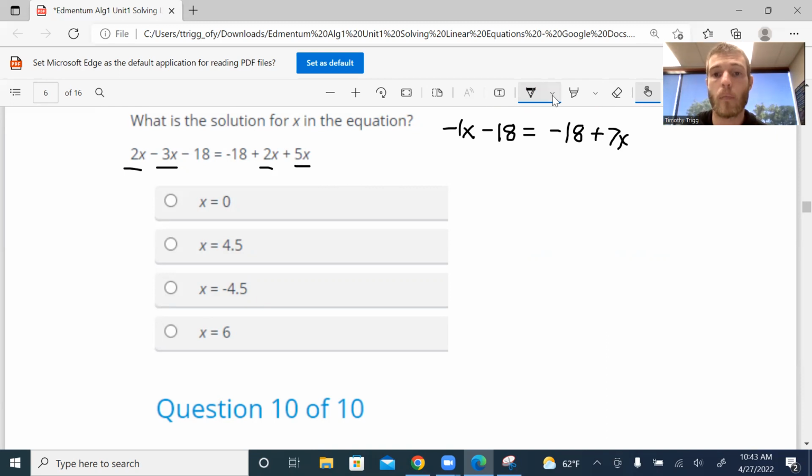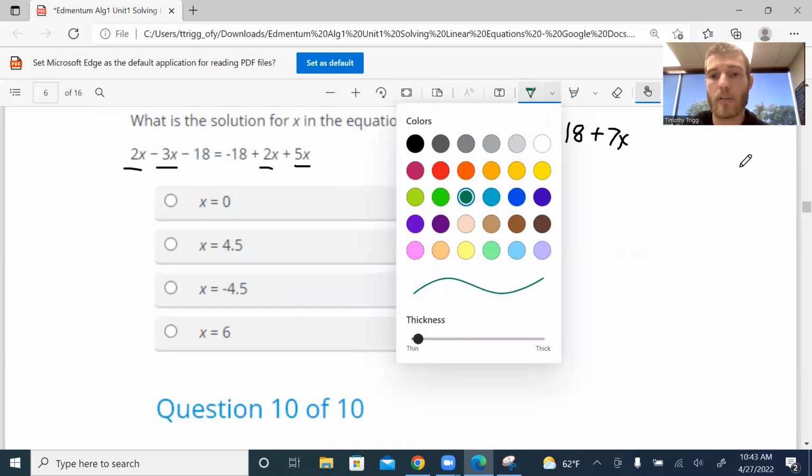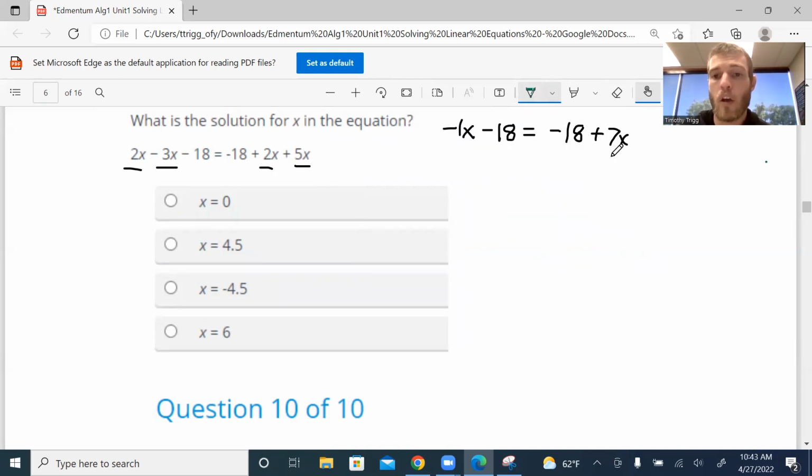All right. What do you think we do next? Well, hopefully you notice there's x's on both sides of the equation. We don't like that. So we're going to go ahead and subtract this 7x on the right side to cancel it. We'll have to do the same on the left side to keep it balanced. Negative 1x minus 7x, those actually add together because they're both negative, negative 8x.